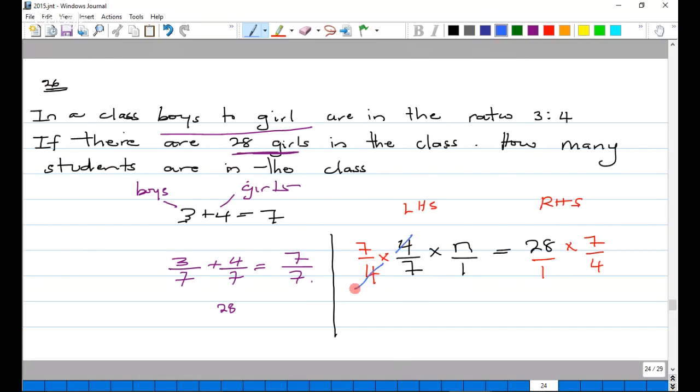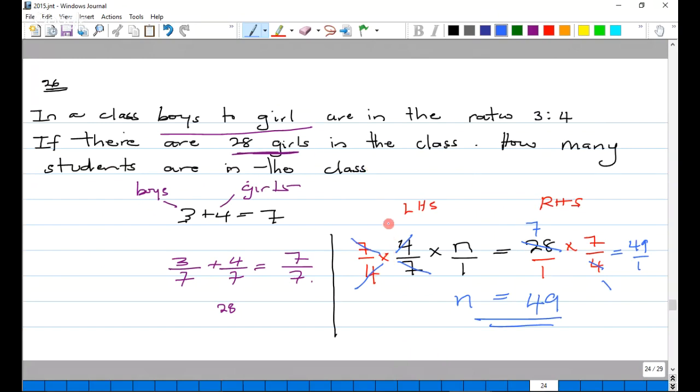So let's look at what will happen. 4 will cancel 4, and 7 will cancel 7. So I will have n on the left-hand side, and now I have 4 into itself one time, and 4 into 28 would go 7 times, numerator by numerator and denominator by denominator. So 7 times 7 would give me 49 over 1. Any number divided by 1 remains the same. So my answer is 49. So the total number of students in the class would be 49.